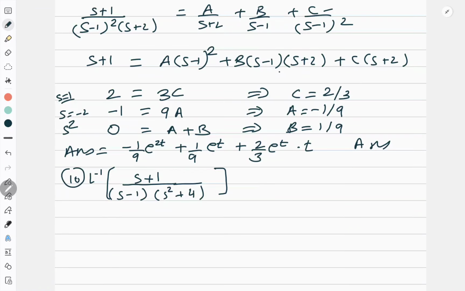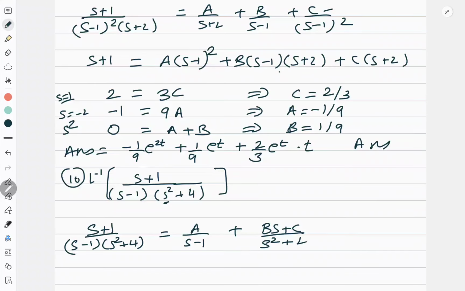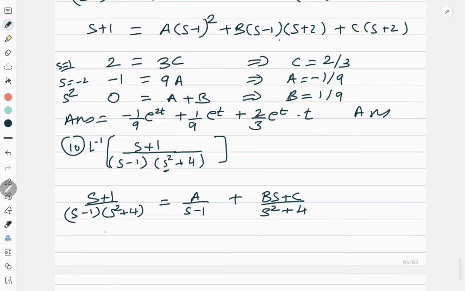Now the next question is case 3 because I have a non-linear factor. So how will I be doing it? (s plus 1) upon (s minus 1)(s square plus 4) is equal to A upon s minus 1 plus (Bs plus C) upon s square plus 4. Correct? Next step, s plus 1 is equal to A(s square plus 4) plus (Bs plus C)(s minus 1). Correct?